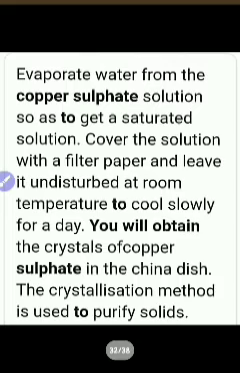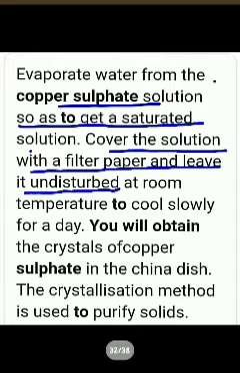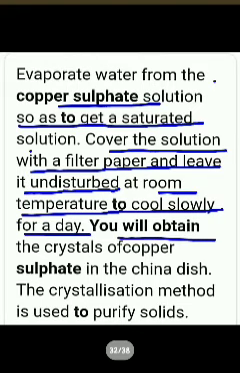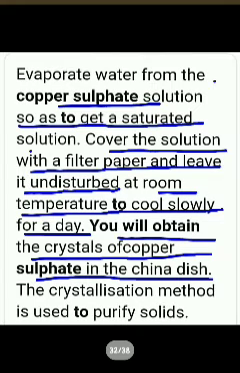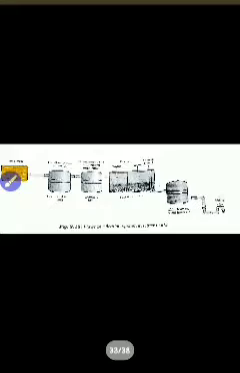Next is evaporating water from the copper sulfate solution so as to get a saturated solution. Cover the solution with a filter paper and leave it undisturbed at room temperature to cool slowly for a day. You will obtain crystals of copper sulfate. The crystallization method is used to purify solids. So there is an image also.